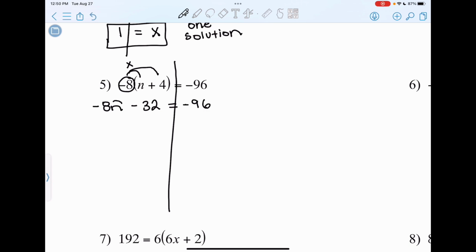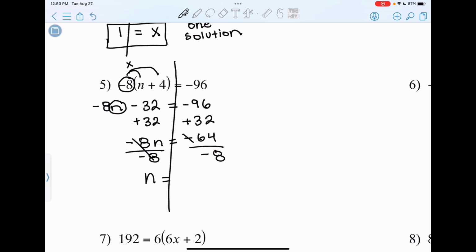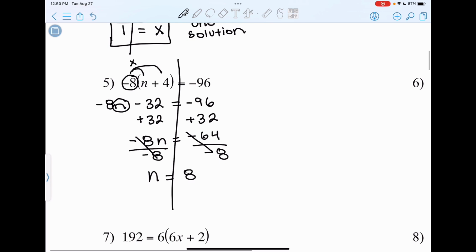And I solve like normal afterwards. To get rid of that negative 32, I'm going to add 32 to both sides. And I get negative 8n is equal to negative 64. And then I divide by negative 8 to get rid of that multiplication. When you divide two negatives together, it will make your answer positive. So 64 divided by 8 is positive 8. That is one solution.